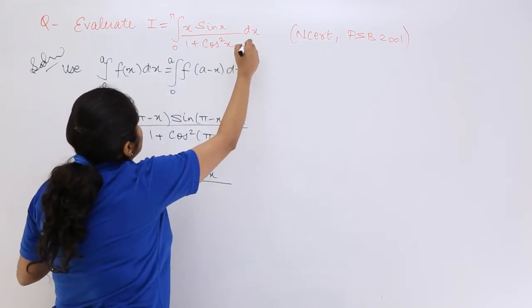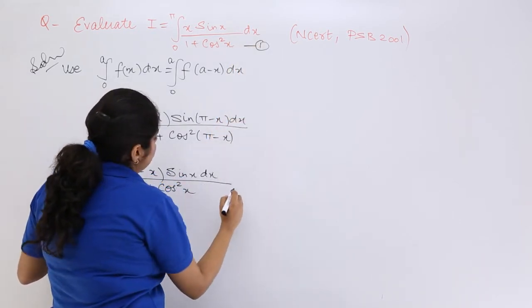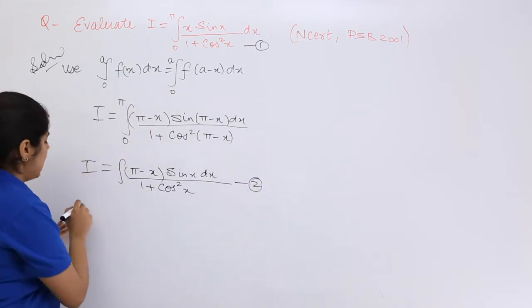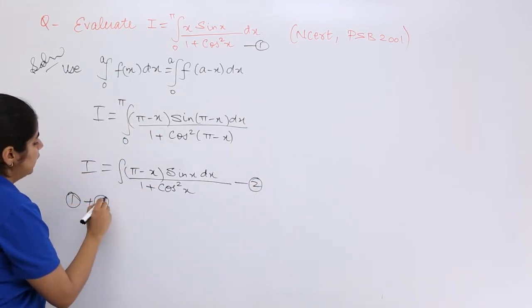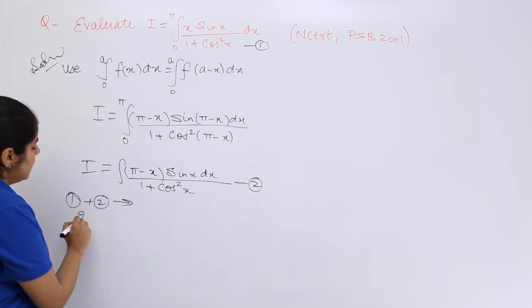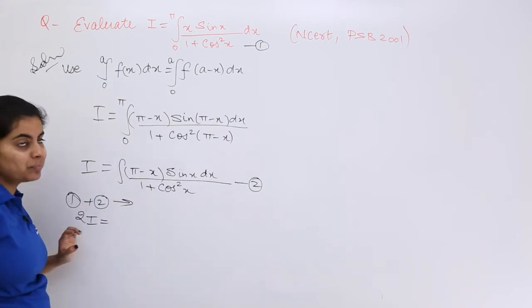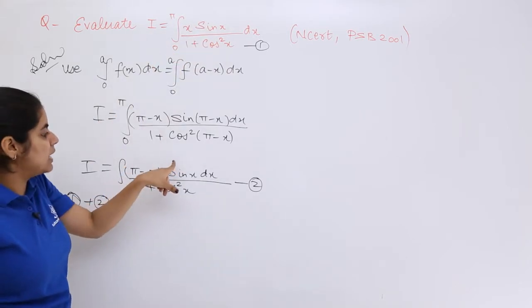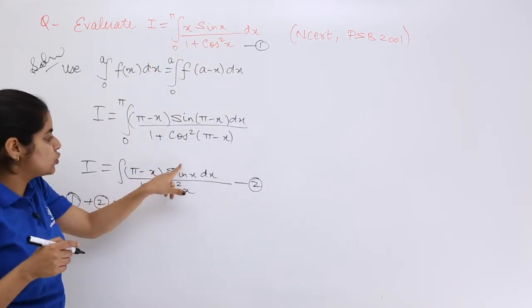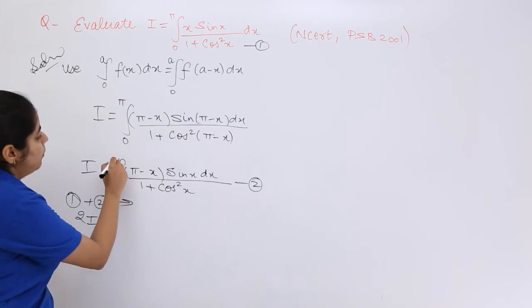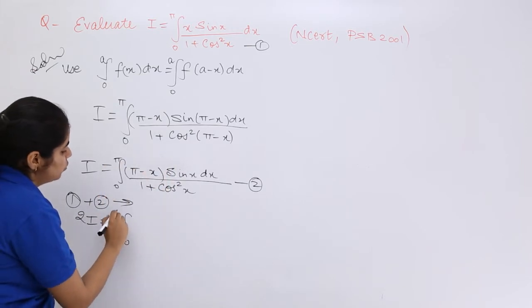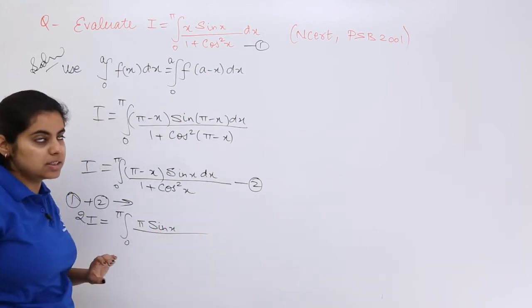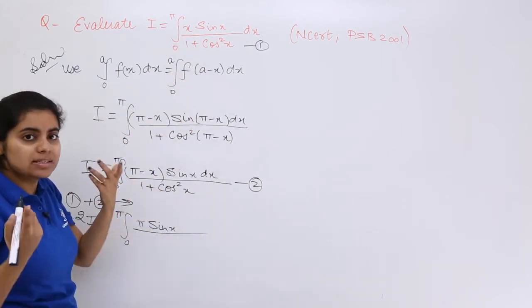Now if the first is your equation number 1 and this is your equation number 2, and both mean the same I, if I add equation number 1 and 2, what do I get? I plus I is 2I. I get x sin x, and here I get minus x sin x, getting cancelled, so the only thing left is pi sin x. So the integral from 0 to pi of sin x divided by 1 plus cos square x is the result.